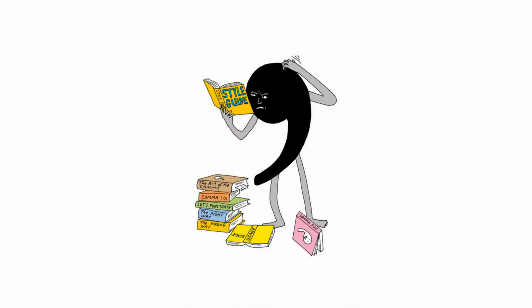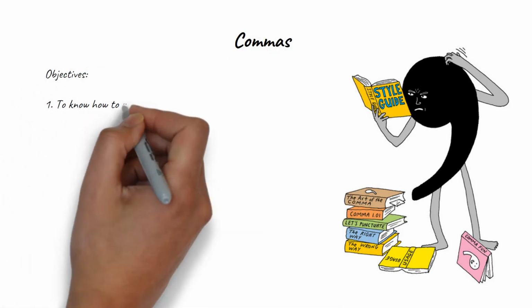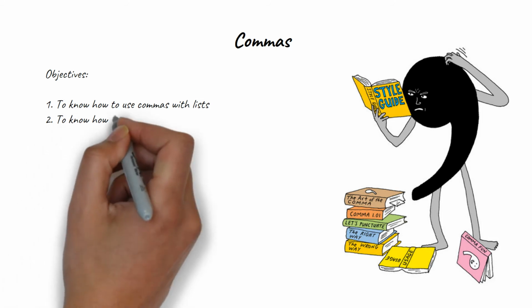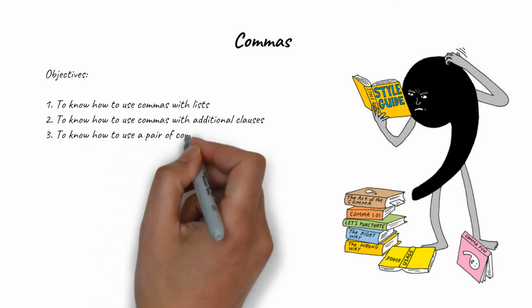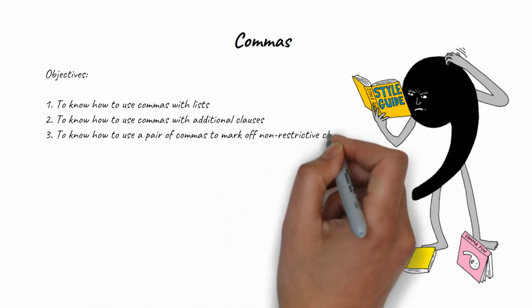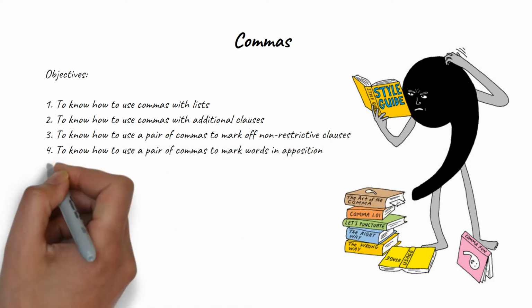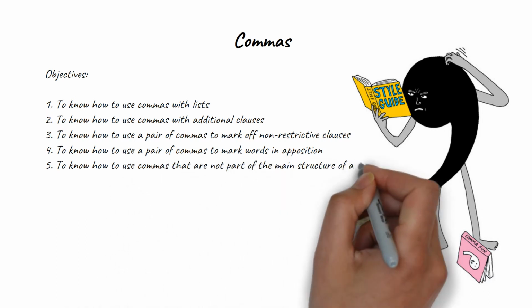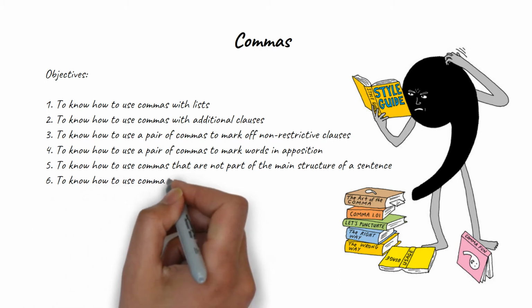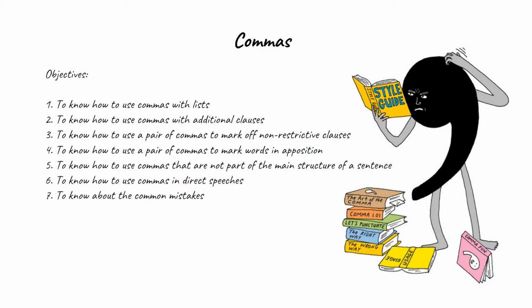Commas. Our aim today is to know how to use commas. We have 7 objectives. To know how to use commas with lists, to know how to use commas with additional clauses, to know how to use a pair of commas to mark off non-restrictive clauses, to know how to use a pair of commas to mark words in apposition, to know how to use commas that are not part of the main structure of a sentence, to know how to use commas in direct speeches, and to know about the common mistakes.